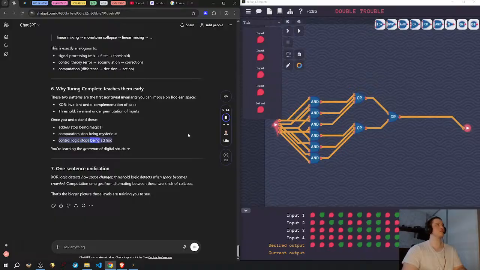Control logic stops being ad hoc. You're learning the grammar of digital structure. 7. One-sentence unification. XOR logic detects how space changes. Threshold logic detects when space becomes crowded. Computation emerges from alternating between these two kinds of collapse. That's the bigger picture these levels are training you to see.